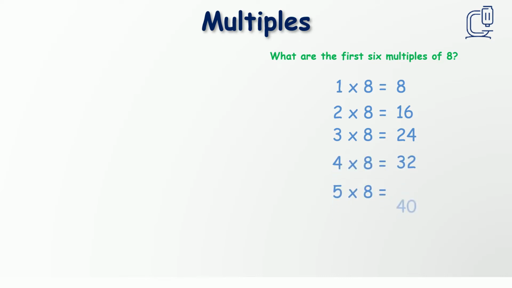5 times 8, which gives 40. And finally 6 times 8, which gives 48. So the first 6 multiples of 8 are 8, 16, 24, 32, 40 and 48.